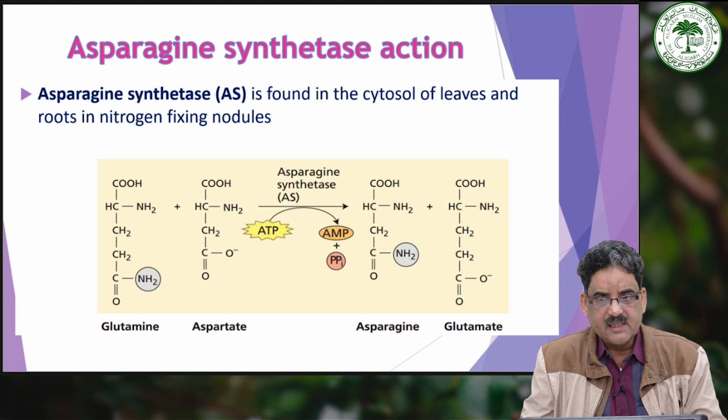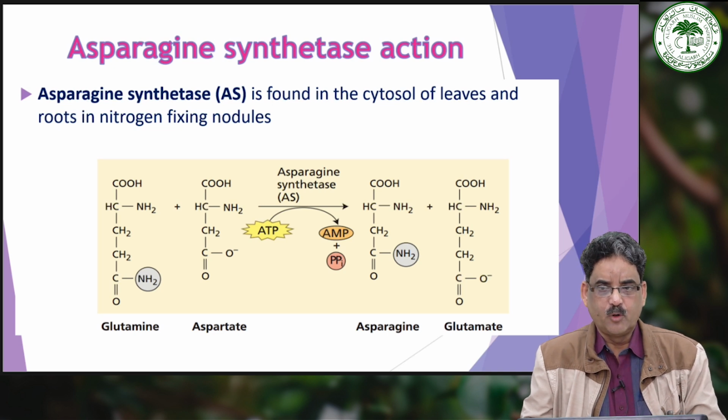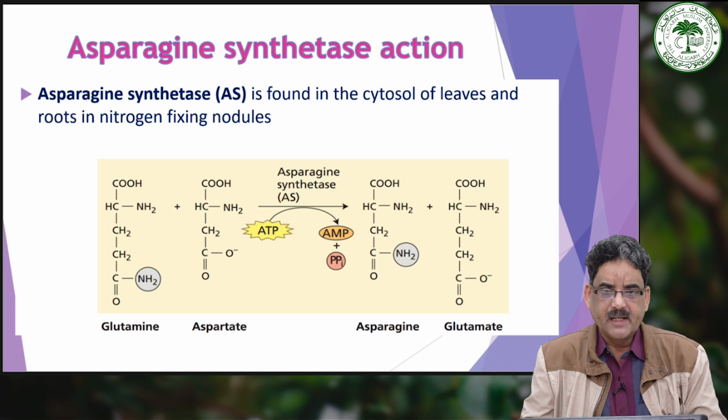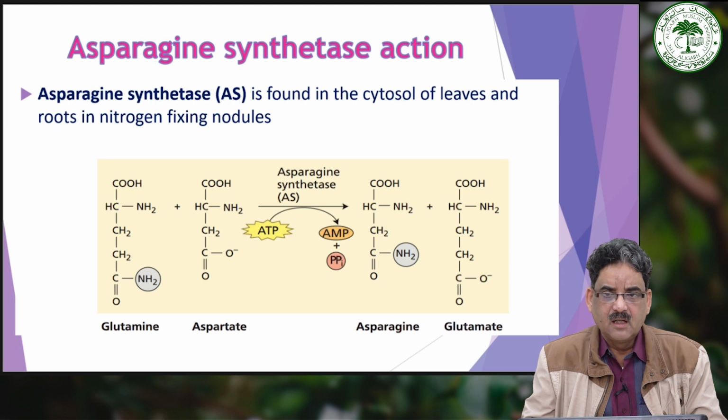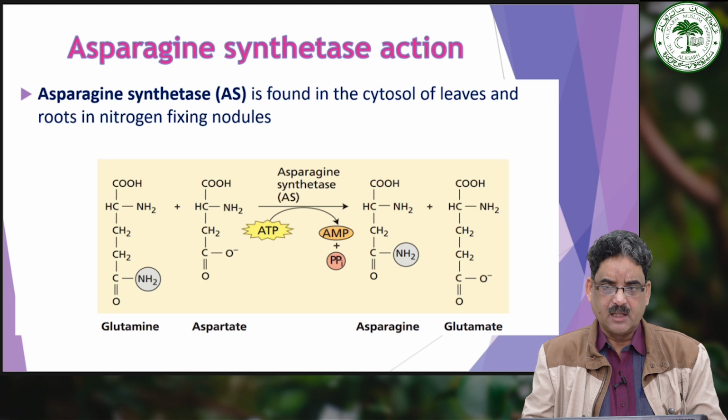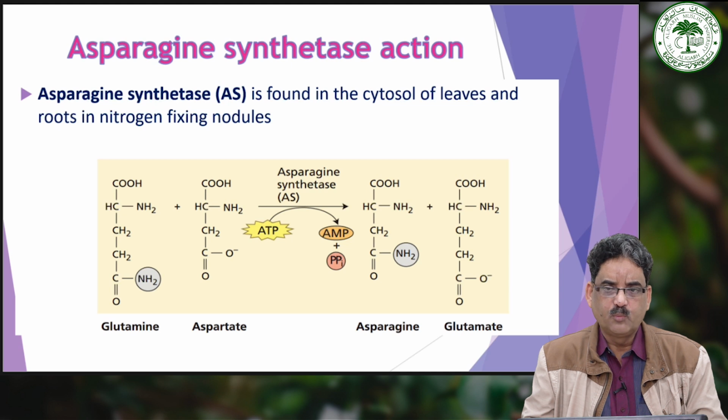Conditions characterized by abundant energy, such as high light and carbohydrate levels, promote GS and GOGAT while inhibiting asparagine synthetase. This preference facilitates nitrogen assimilation into compounds like glutamine and glutamate, which are rich in carbon and contribute to the synthesis of new plant material.